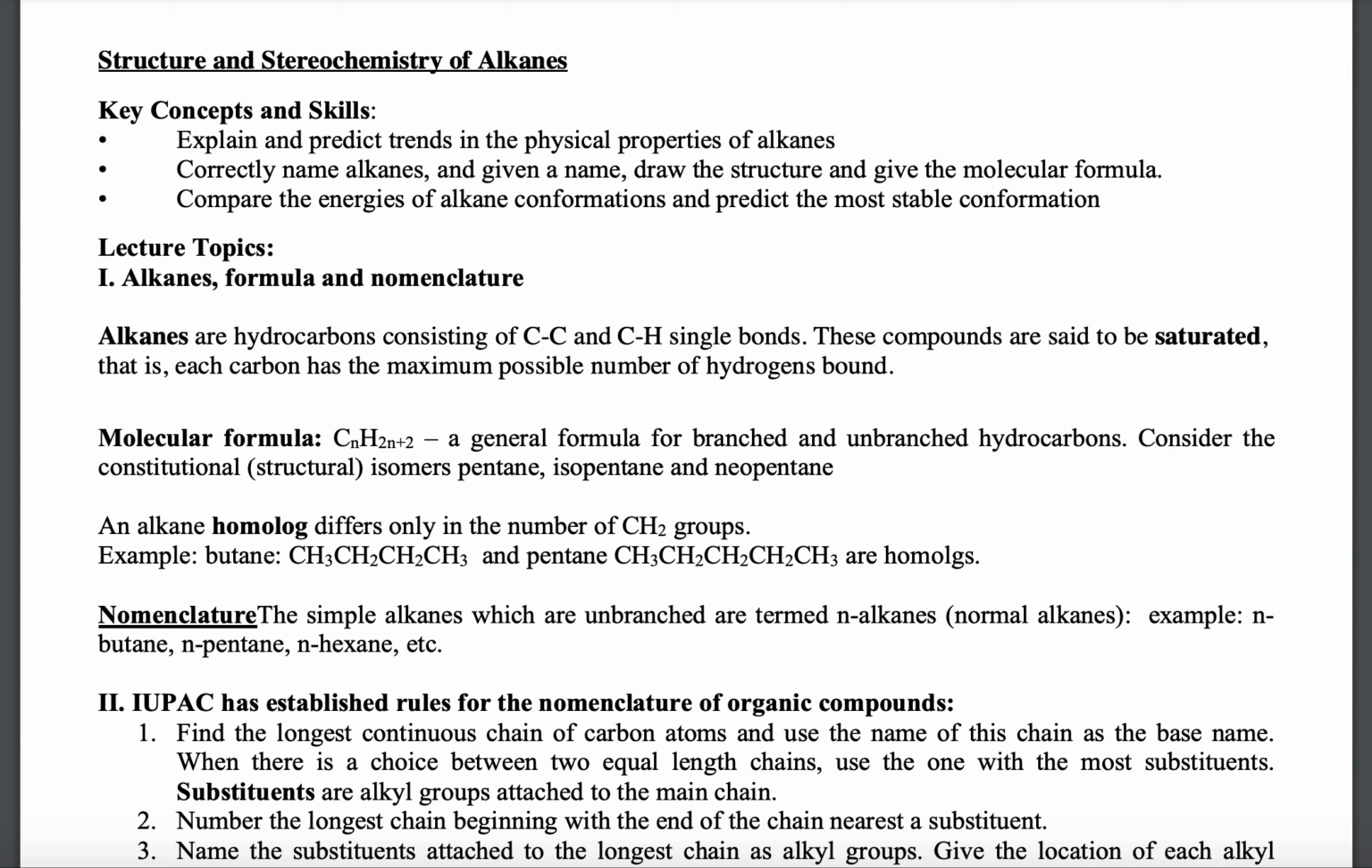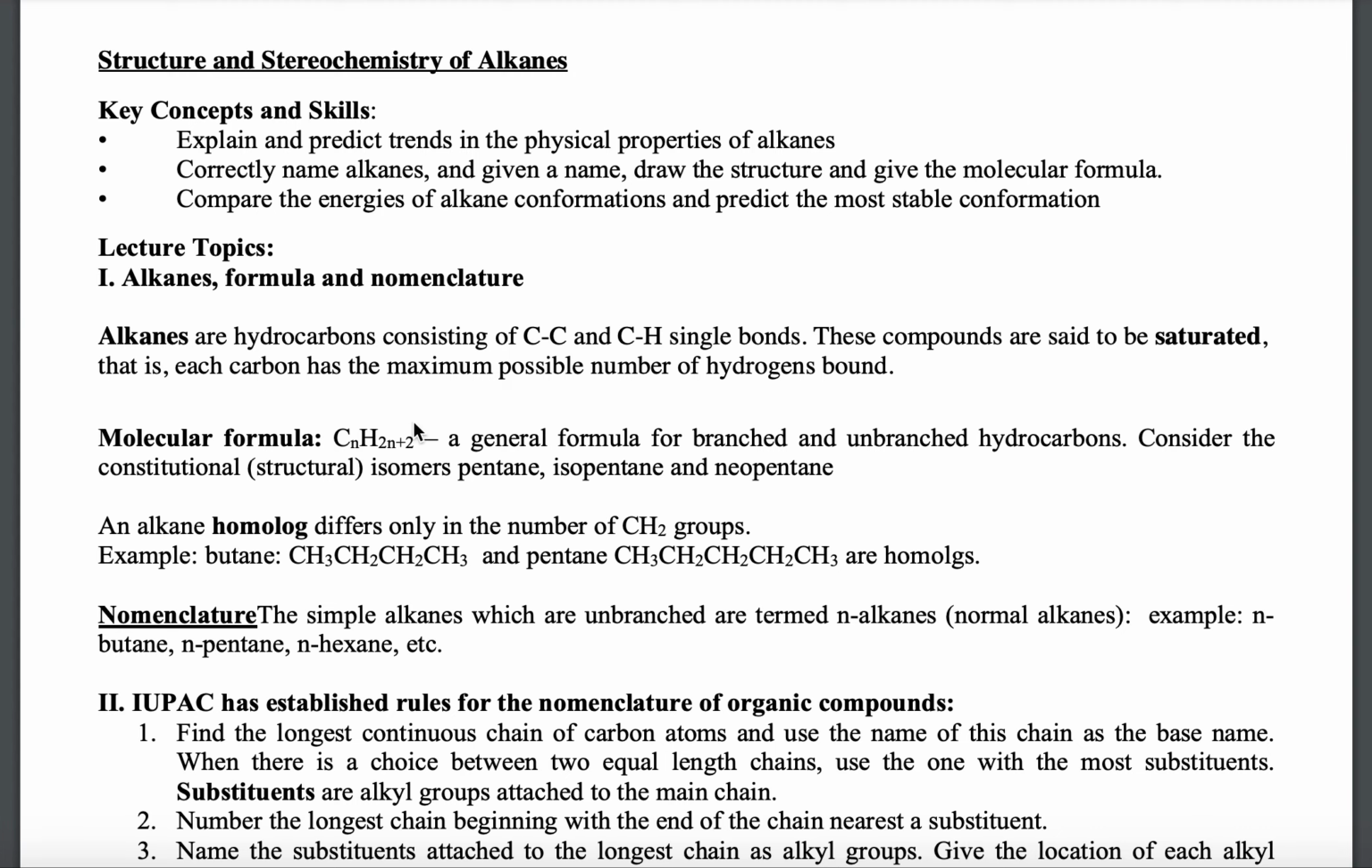Now, alkanes are organic compounds that contain only carbon-carbon and carbon-hydrogen single bonds. They are also known to be saturated because they only have single bonds. Unsaturated would be with double bonds or triple bonds.